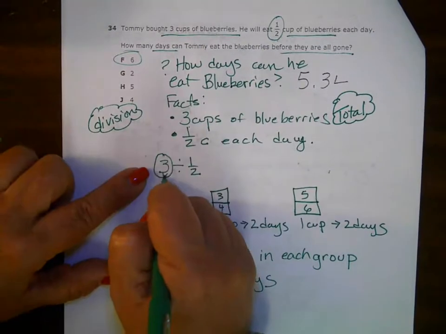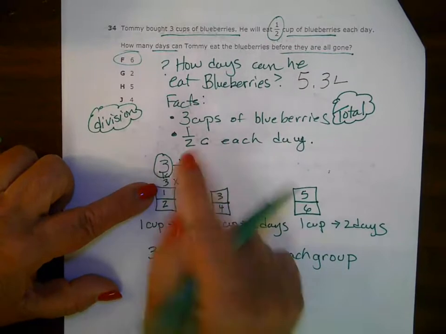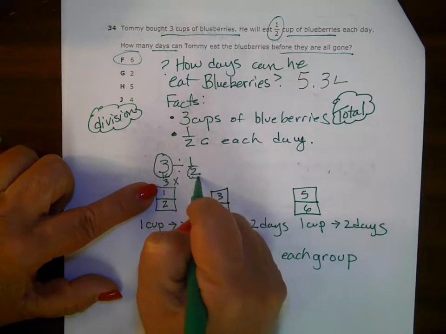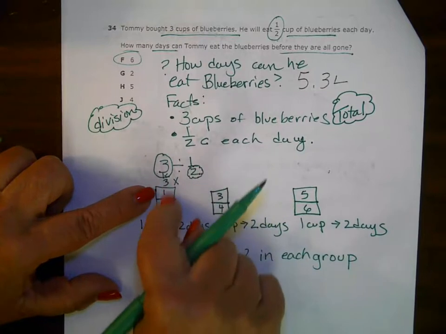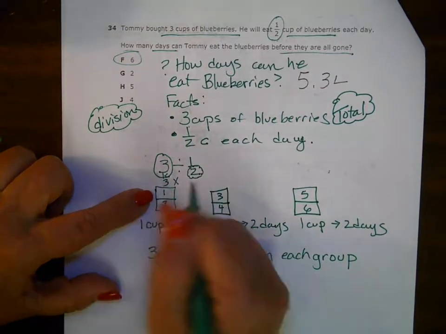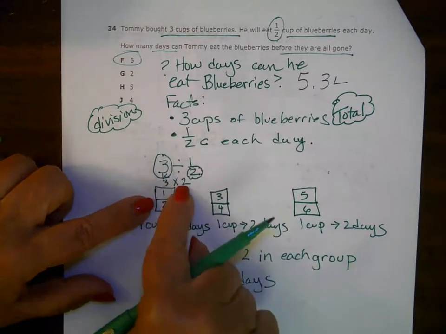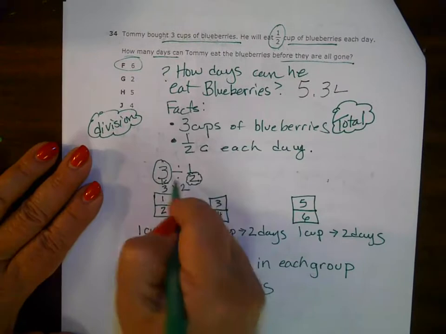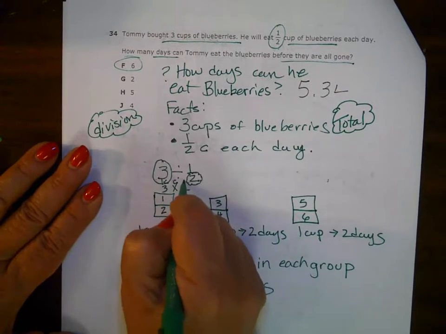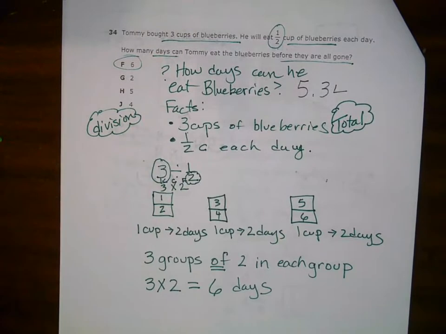Keep, change, flip. Keep, I'm going to keep my 3 groups. I'm going to flip it because how many are going to be in each group? See my denominator? It tells me how many are going to be in each group. I'm going to have 2 parts in each group. So if I have 3 times 2 in each group, 3 times 2 equals 6. Keep, change, flip. Went from a fraction to 2 as a whole number. All right, I hope it's getting a little bit easier.